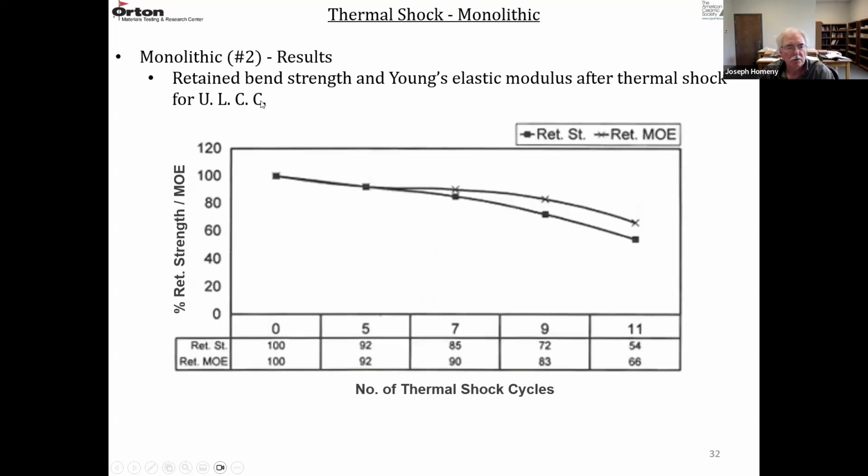And then the ultra low cement castable had the highest RST value and performed the best. The retained strength was 54%, and the retained modulus was 66%. So this material performed the best and had the highest calculated RST value.